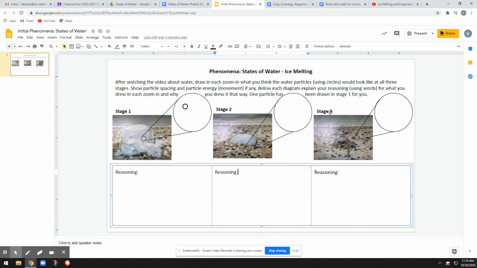So once you do your zoom in circles, then you will explain your reasoning using words for why you drew the zoom in circles that way.